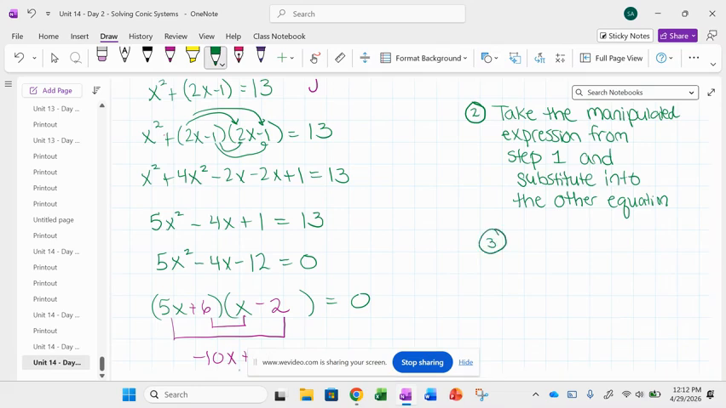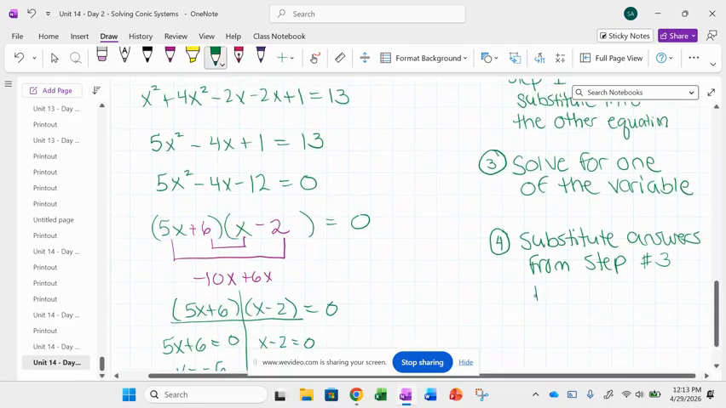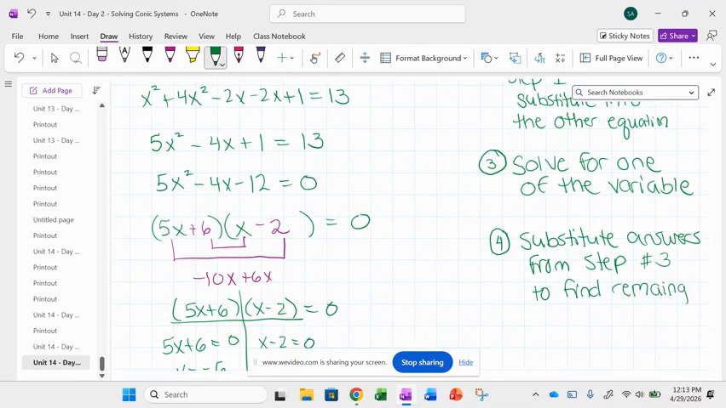Step number 3, solve for one of the variables. And then step number 4, substitute answers from step 3 to find the remaining variable.